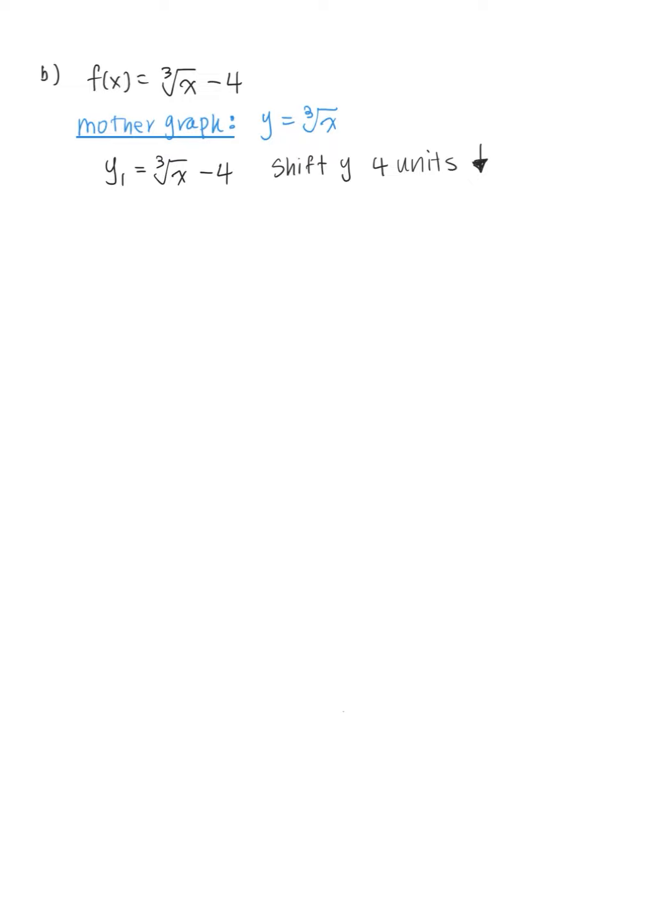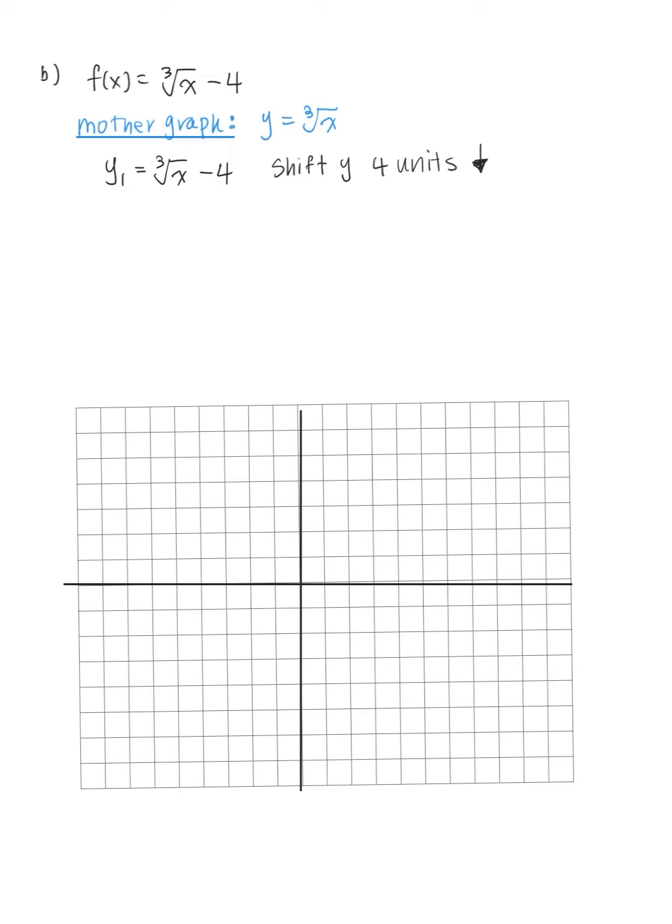All right, now I think we're ready to graph, so let's do it. Now we know what the cube root of x graph looks like, but we need to get distinct points. So let's make a chart.